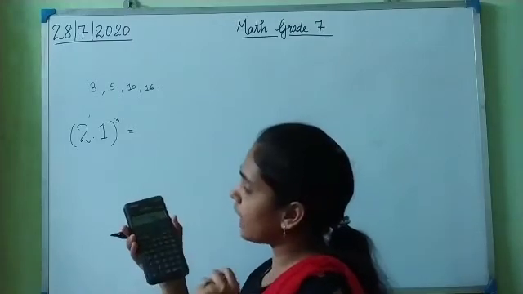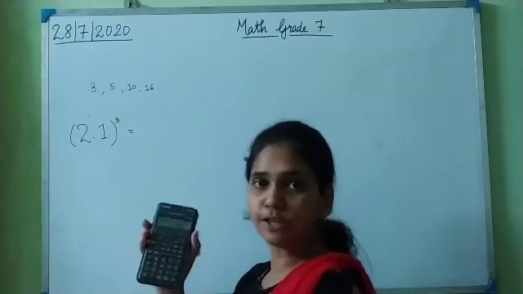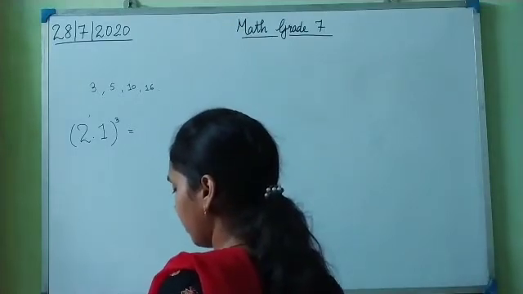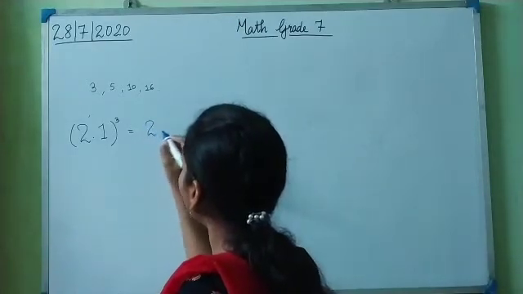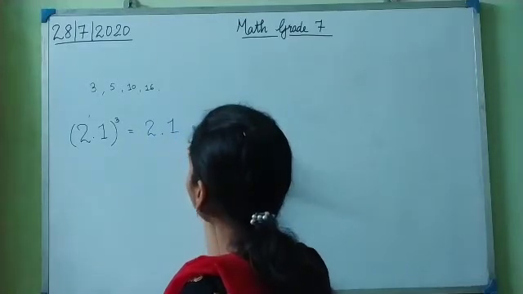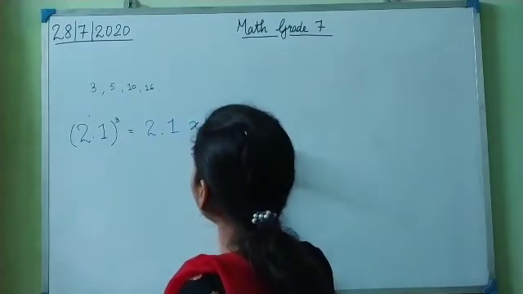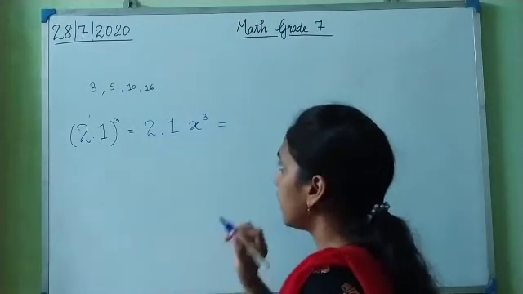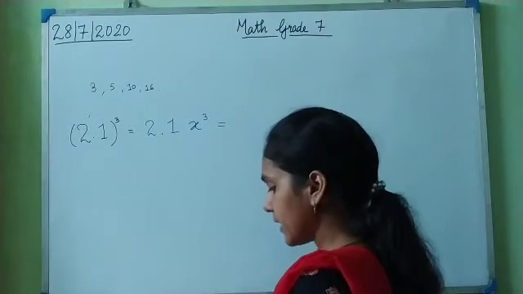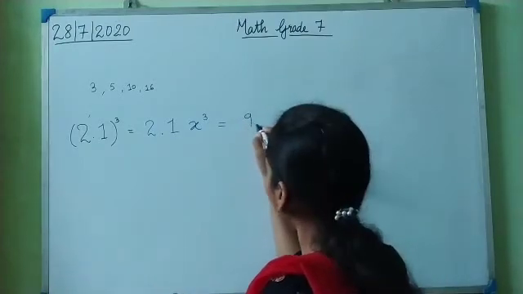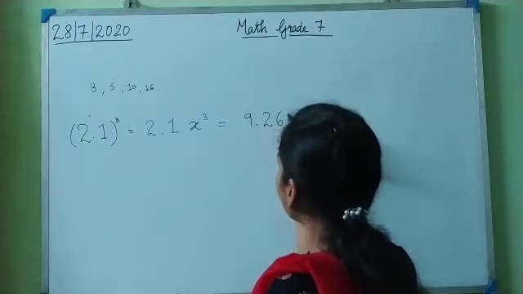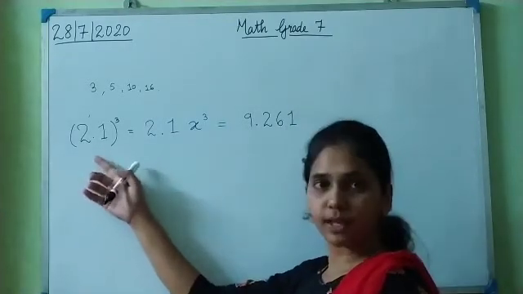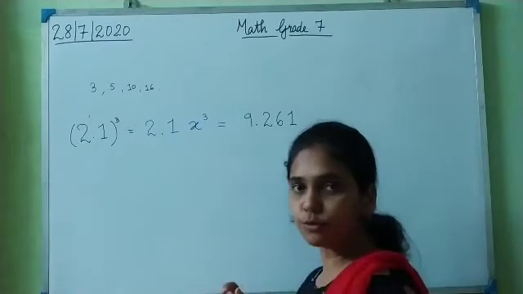Okay, so we get the answer. The answer displayed is 9.261. So which keys did I press? First I pressed 2.1, and then the x cube key, and after that equal to. Pressing these keys, I got the answer 9.261. So the cube of 2.1 is 9.261.